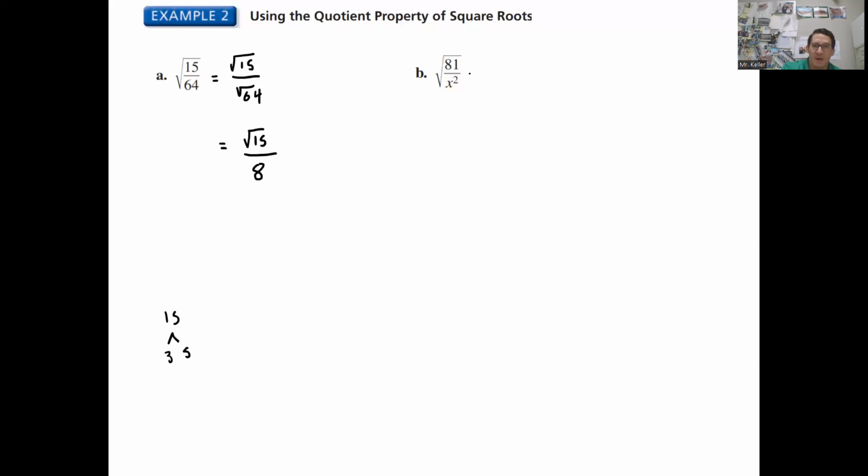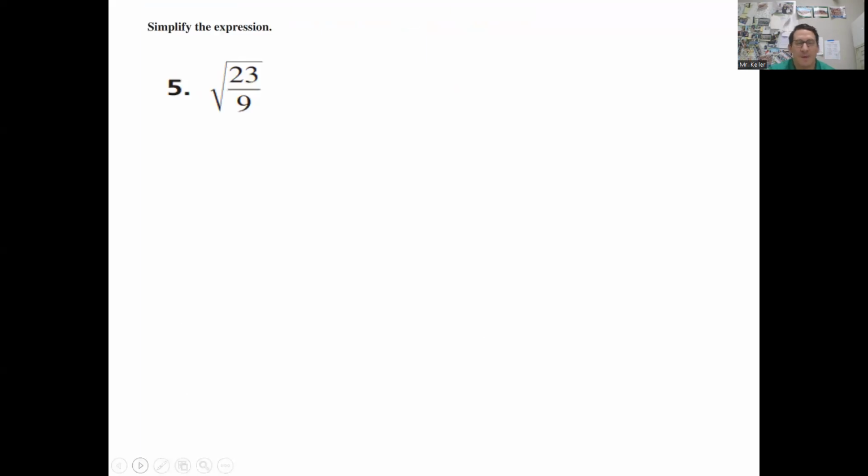That's it. So this one here, square root of 81 on top over square root of x squared. Square root of 81, that's one you should know. Square root of 81 is 9. Square root of x squared, the square root and the square root just cancel each other out. You just have 9 over x. That's it. So you're going to separate out the radicals into a top and bottom and simplify where you can.